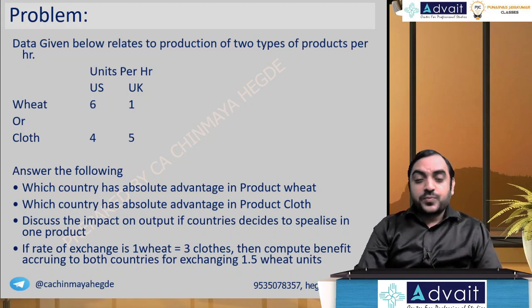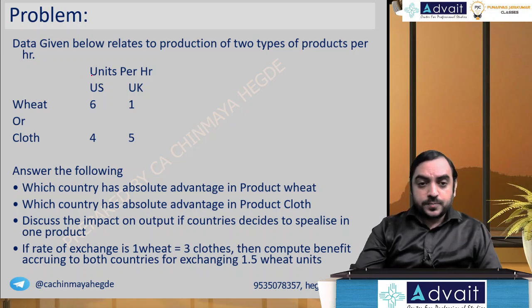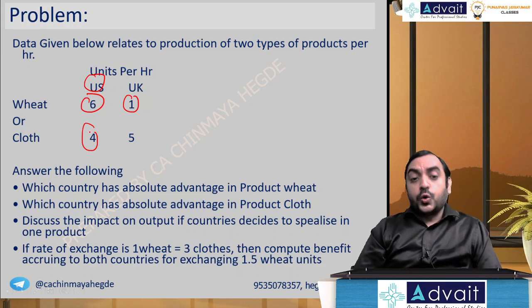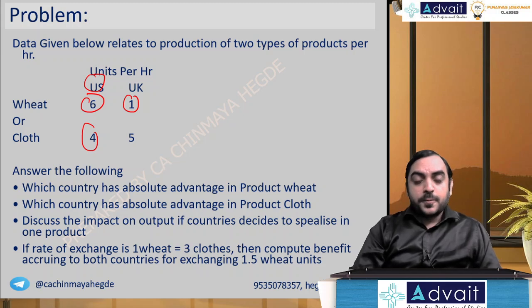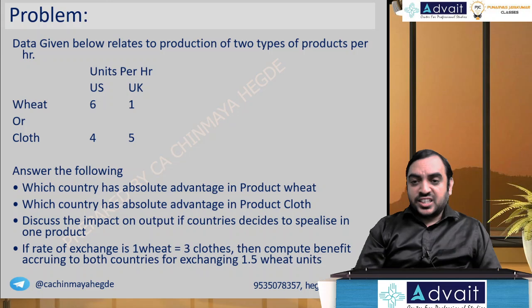Data given below relates to production of two types of products per hour, units per hour: wheat, cloth, US, UK. So US can produce 6 wheat per hour, UK can produce 1 wheat per hour, US can produce 4 cloth per hour, and UK can produce 5 cloth per hour. Answer the following.